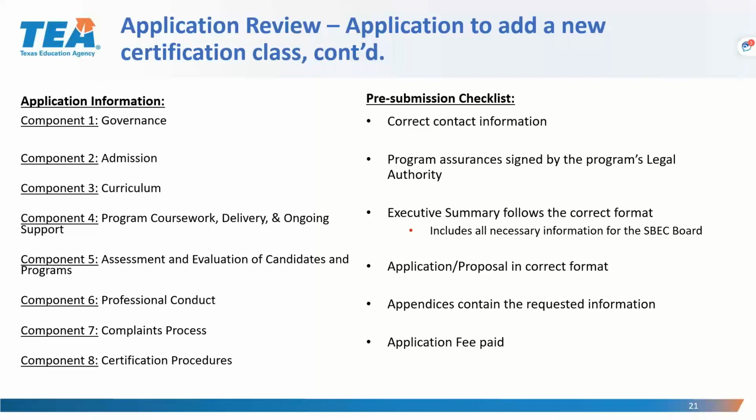Each certification class application includes components 1 through 8 as shown here. Programs are required to provide information for all 8 components. These components should look familiar since they are the components that guide the continuing approval program reviews, which are conducted every 5 years. Each application also comes with a pre-submission checklist to help programs keep track of what is required for the application. Let's take a moment to look over the checklist.